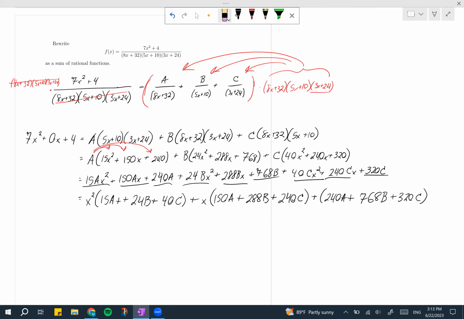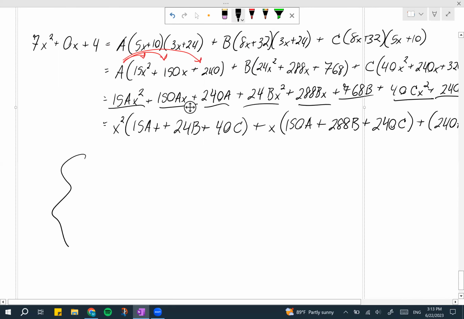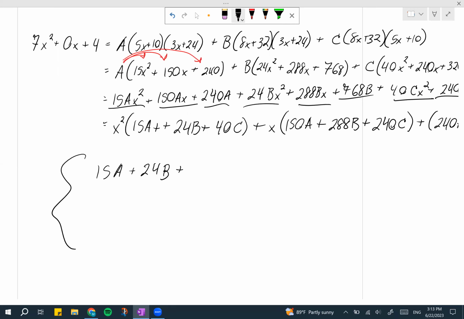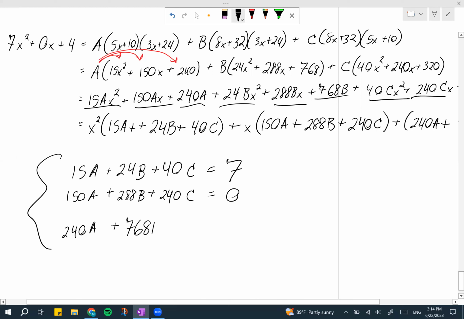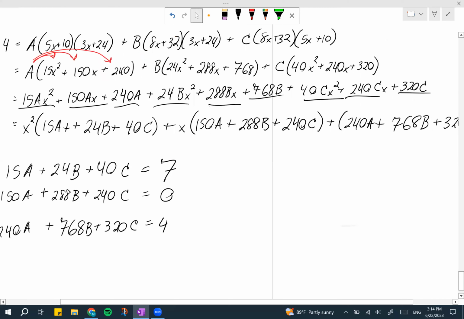So we get a system of equations that says 15a plus 24b plus 40c is equal to 7. 150a plus 288b plus 240c has to equal 0, and 240a plus 768b plus 320c has to equal 4. Let me check and make sure those numbers are right. Yes, okay.